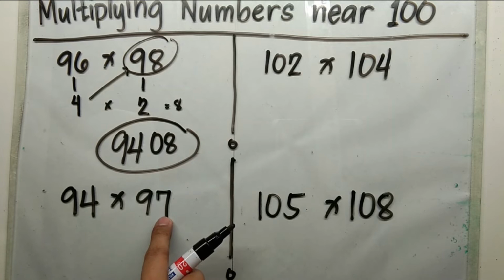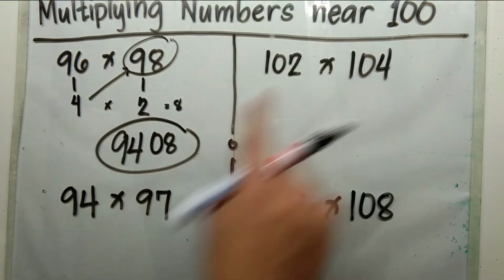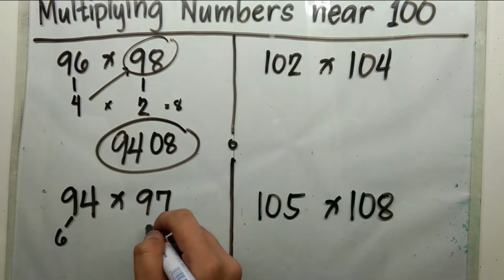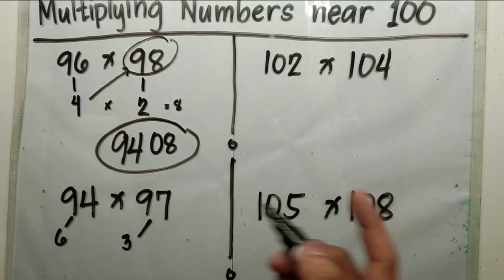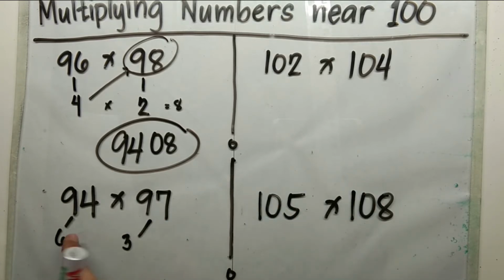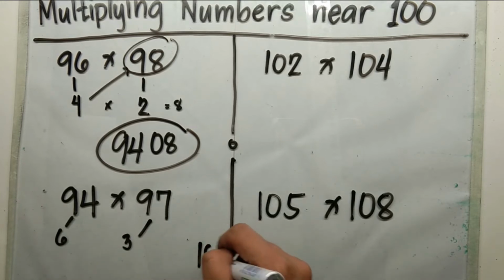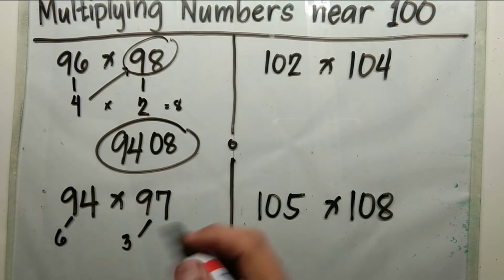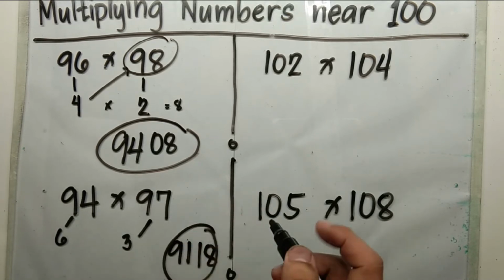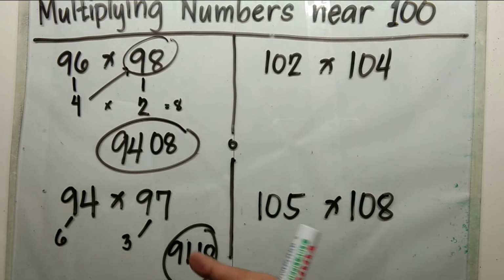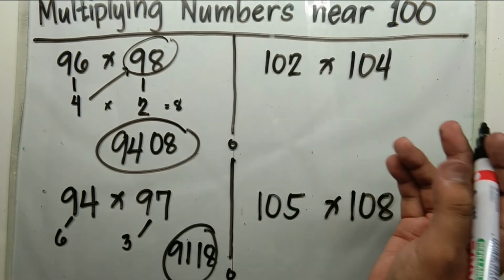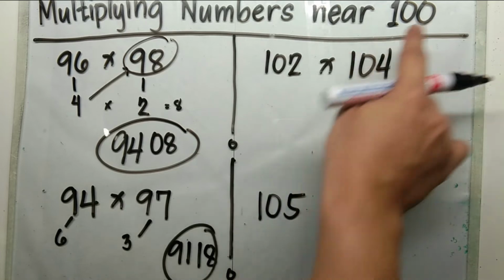94 times 97. Subtract these two numbers from 100. So the difference here is 6. The difference here is 3. Next, multiply these two differences. You'll have 18. Subtract a difference from the opposite number. 97 minus 6 gives you a value of 91. So the product here is 9,118.